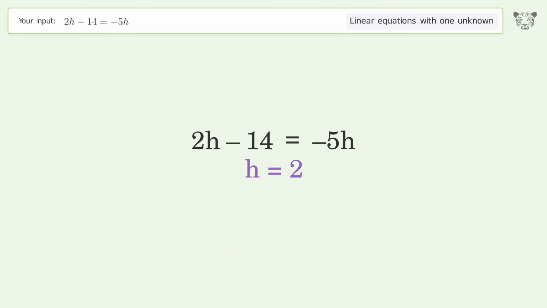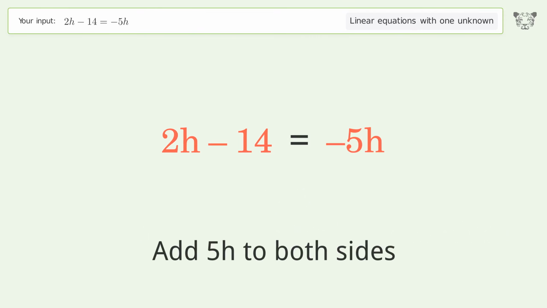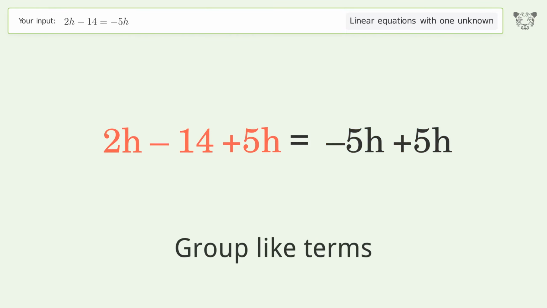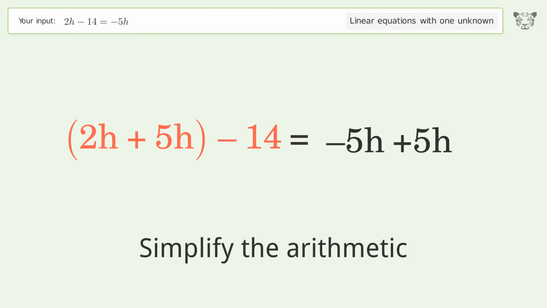Group all h terms on the left side of the equation. Add 5h to both sides. Group like terms. Simplify the arithmetic.